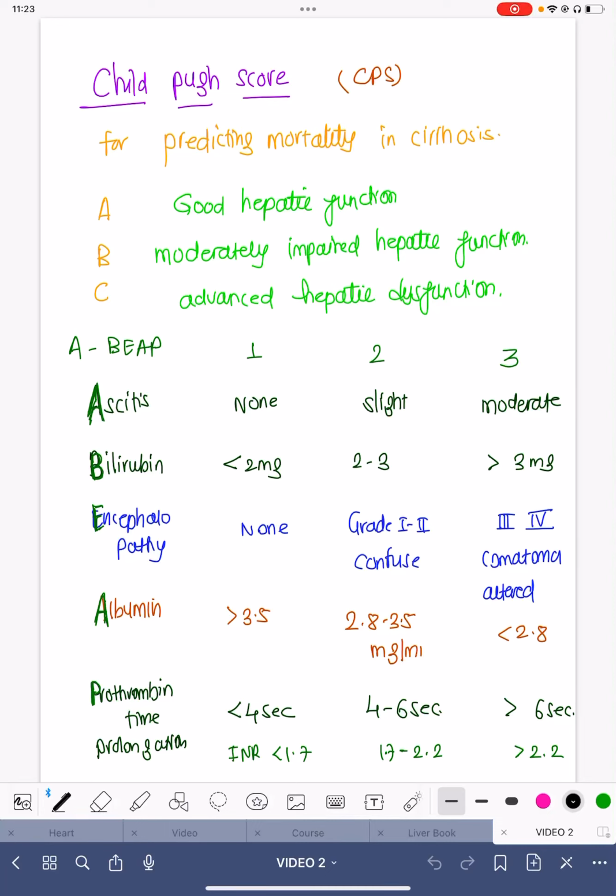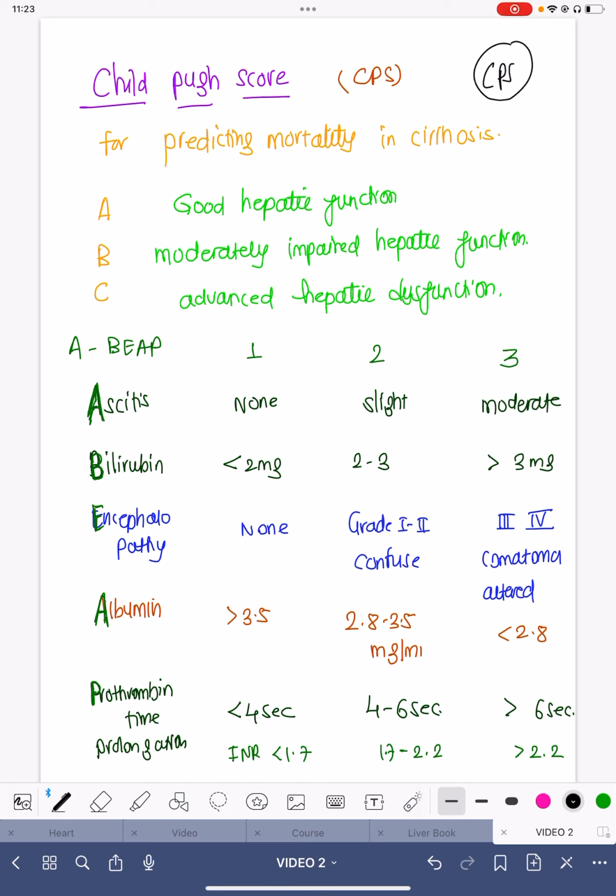So now we'll be discussing Child Pugh Score or CPS. Now we must know Child Pugh Score is one of the most important scores, which is very commonly used by gastroenterologists, and very commonly used by transplant surgeons, liver transplant surgeons, and this is a very interesting score.